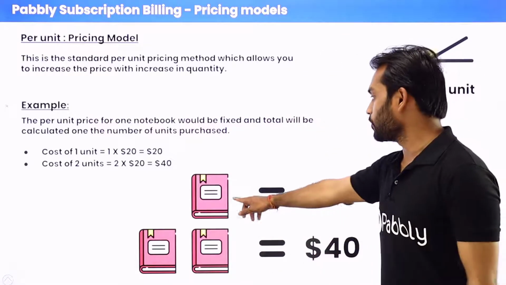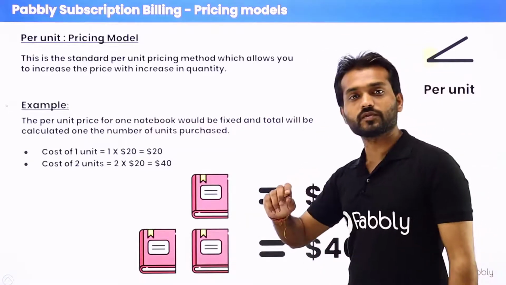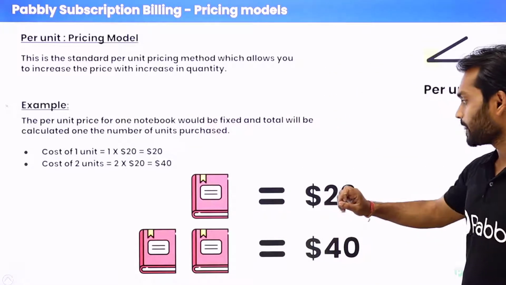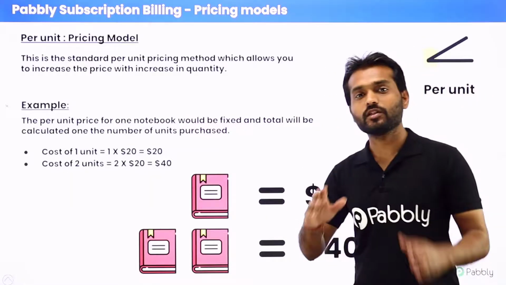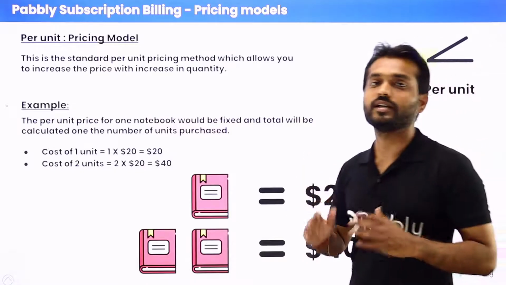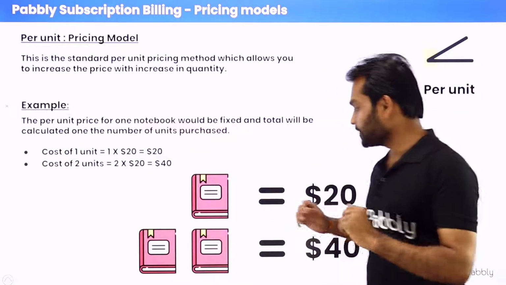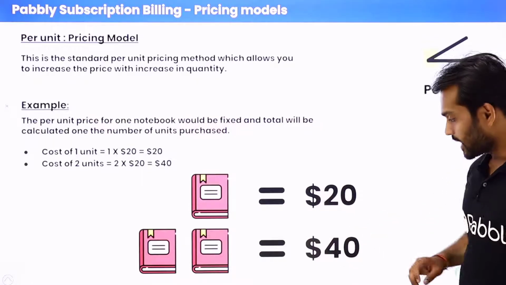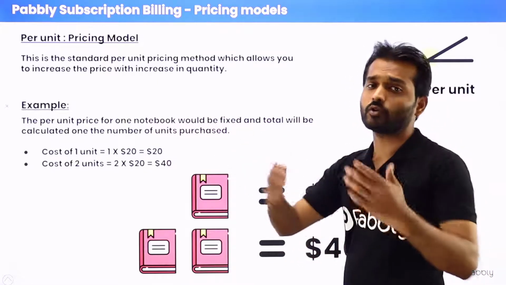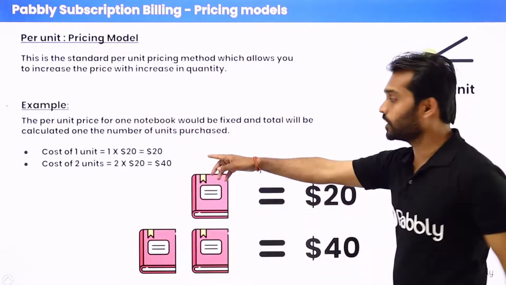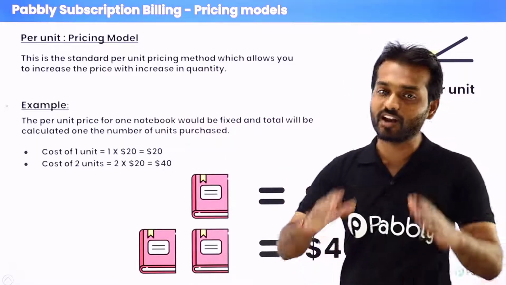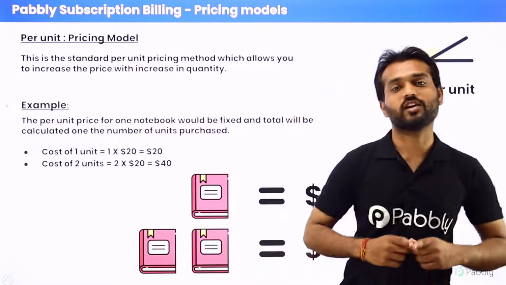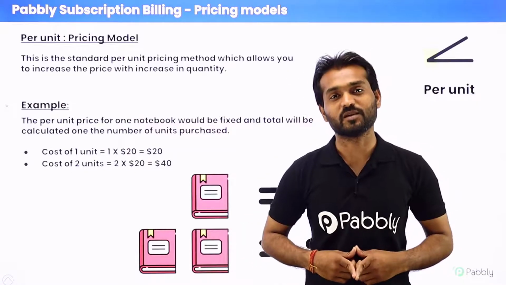Let's say we sell notebook and we have set the per unit price of the notebook as $20. Now the customer will have the option to choose as many quantities as he wishes to. Let's say if he purchases 2 quantities, then he will be charged a total of $40. And if he purchases 5 quantities, then with the per unit price of $20, he will be charged a total of $100. So that's how the per unit pricing model works under Pabbly Subscription Billing.